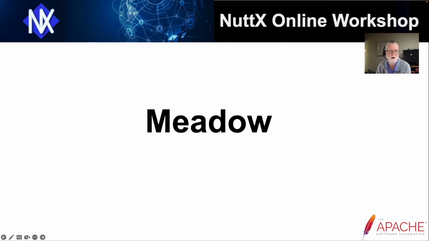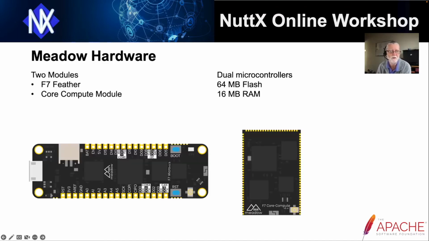So let's start off by having a look at the boards and the software platforms themselves. At the moment we have two boards. Meadow only runs on these two platforms at the moment. We have the F7 Feather board, which is the board on the left hand side, and that uses the Feather form factor, which anybody who's had a look at some of the more modern Adafruit boards will be familiar with. We use the same pinout with a couple of additional pins at the bottom to give us a few extra IOs, a few extra features.